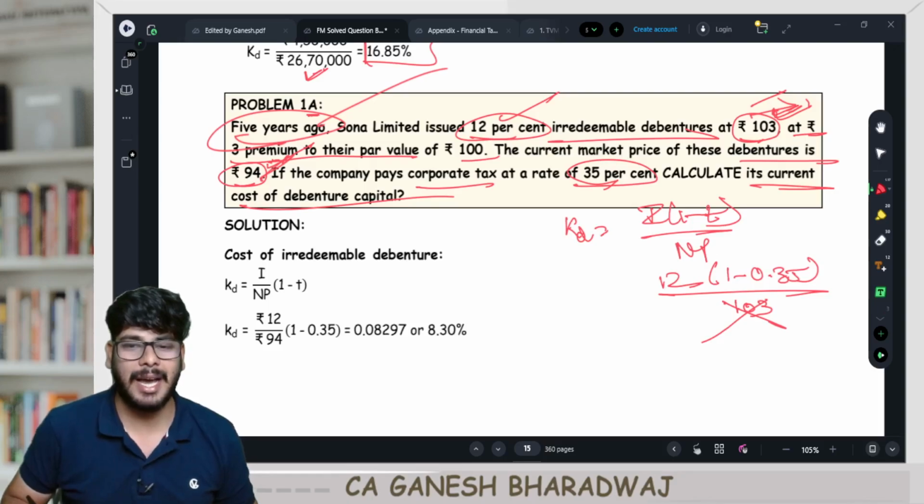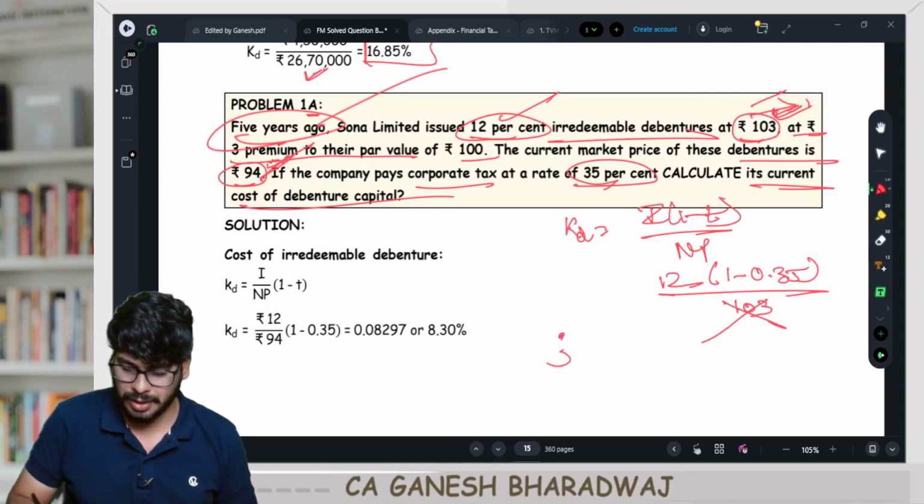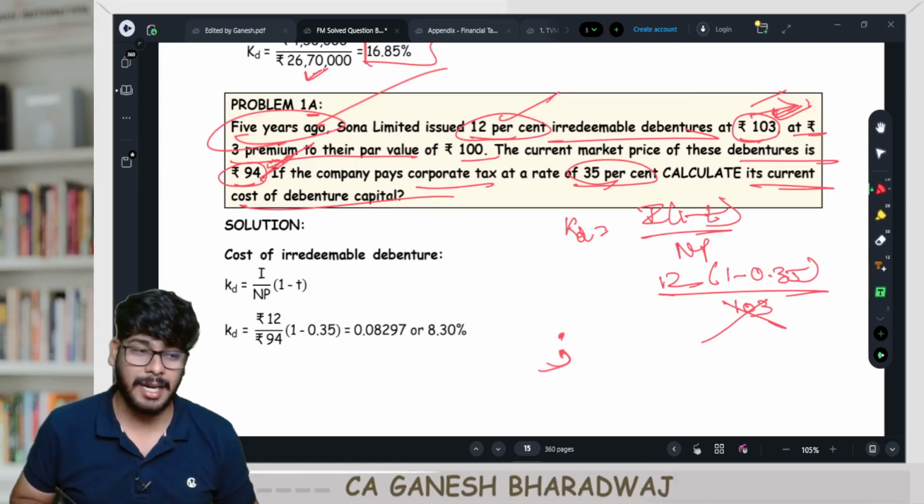Use CMP as NP. CMP means what? Current market price. As NP. NP means what? Net proceeds. Put a semicolon. And write down: ignore old issue price.